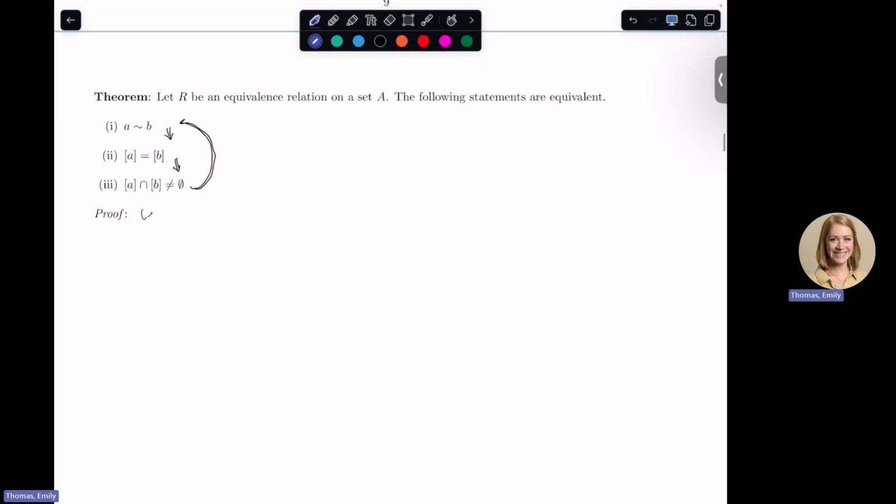We're going to let R be an equivalence relation on a set A. First, assume A is related to B. Okay, so how do we want to go about showing that it must be that the equivalence class of A is equal to the equivalence class of B?